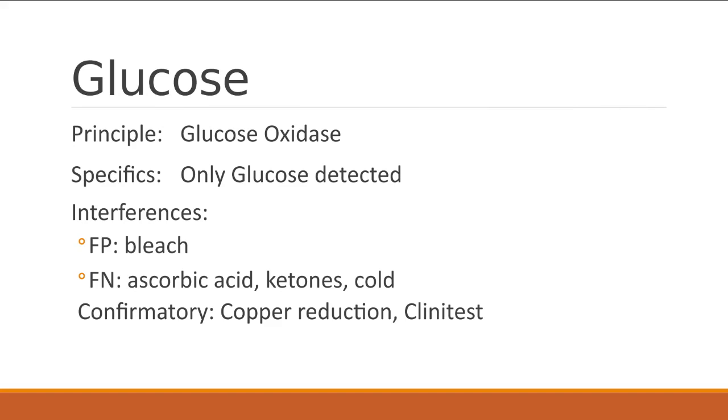Glucose oxidase. We've seen different types of glucose testing. Remember, we did the oxidase also in hematology. So glucose oxidase is our principle for glucose. Only glucose is detected. You have others we'll talk about in just a second, with your confirmatory test, this copper reduction and Clinitest. It looks for all reducing substances, but glucose is going to be the only one detected on your chem strip.